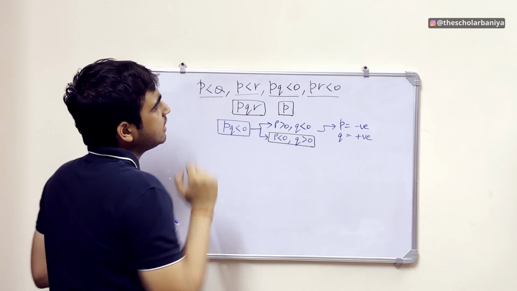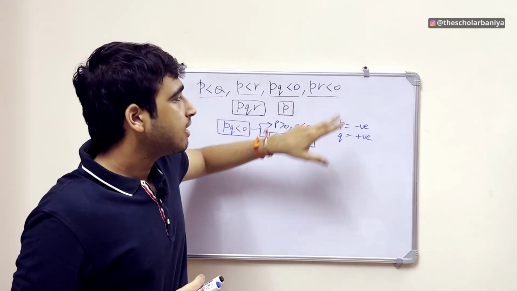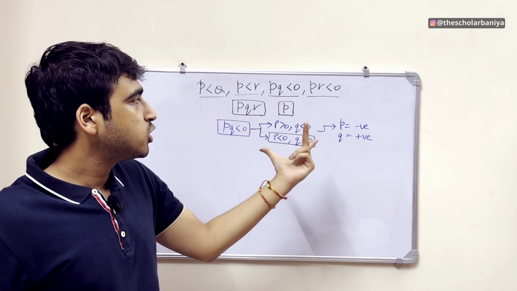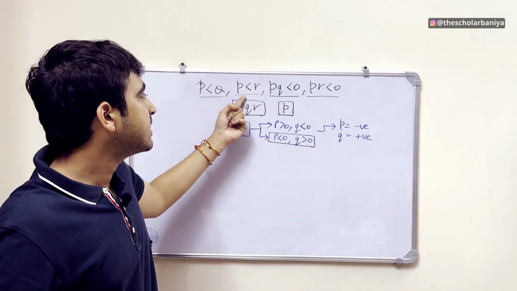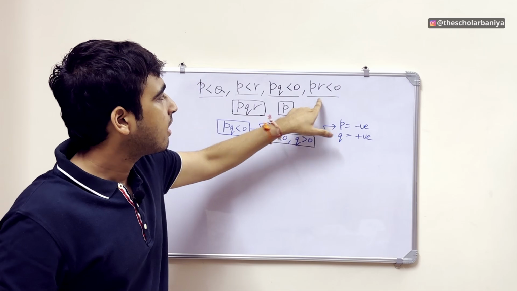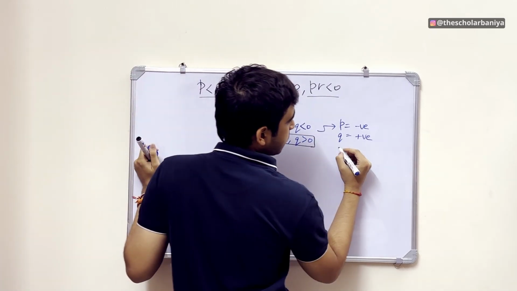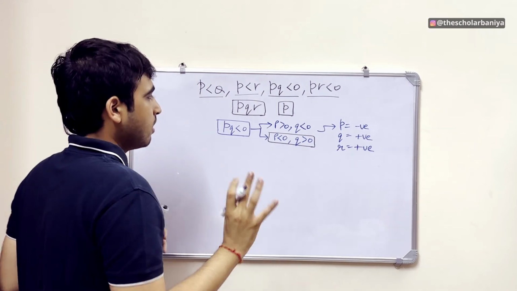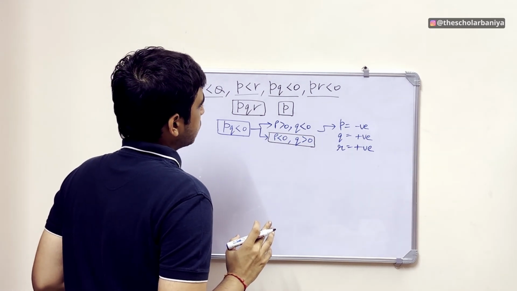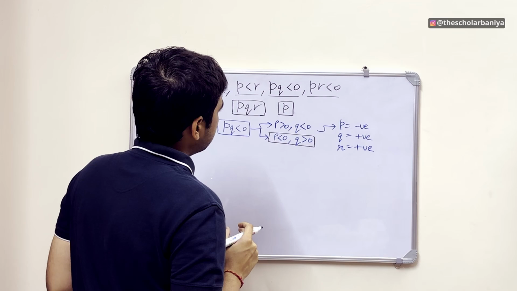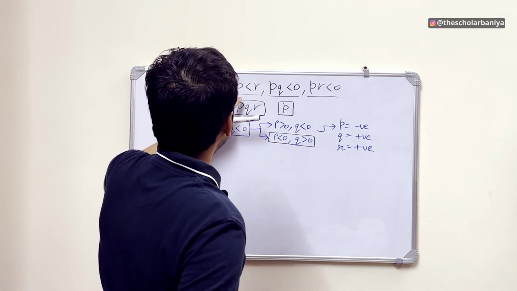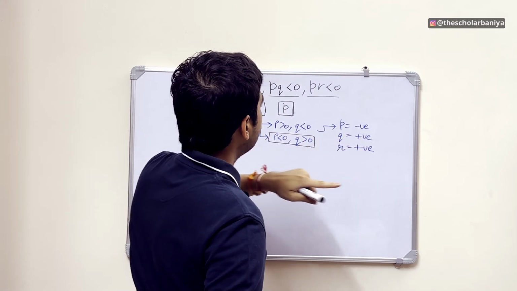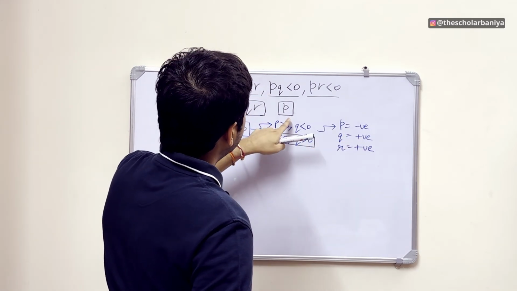Similarly over here, since PR is less than 0 and P is less than R, one has to be positive, the other has to be negative. Since P is less than R, P will be negative and R will be positive, in a very similar manner. Now, what we have left is PQR and P.